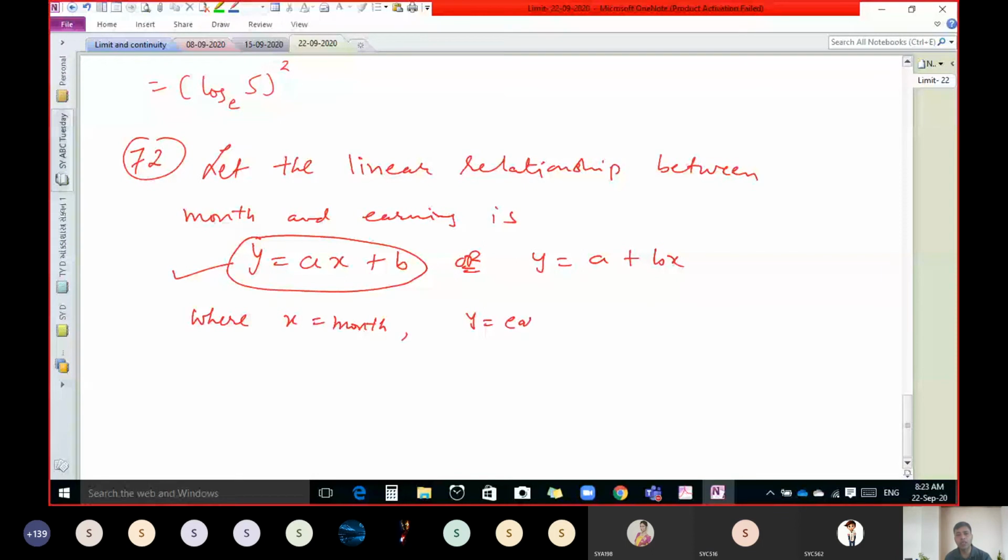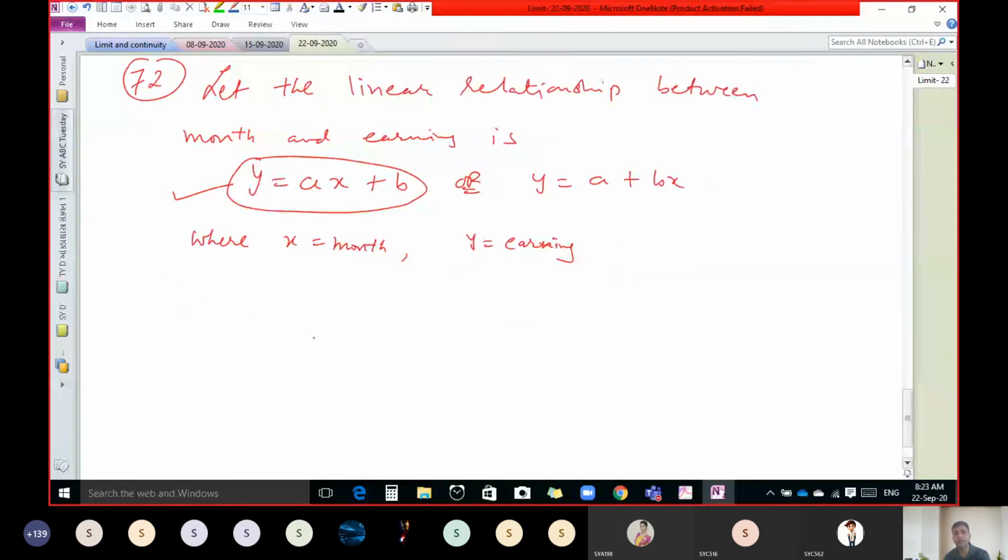Normally y is a dependent variable and x is an independent variable. Time does not depend on anybody, so it is independent, and we have to consider it as x, and earning depends on time. When experience increases, your earning will increase in the majority of cases. So earning depends on your experience. Experience means time. Here time is given in terms of months. So x is month and y equal to earning.